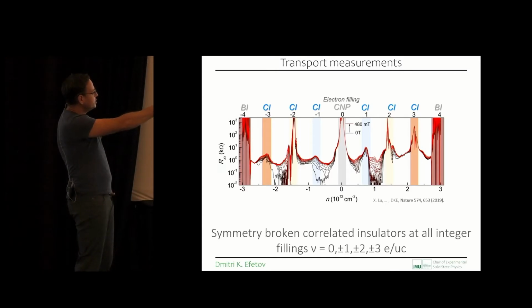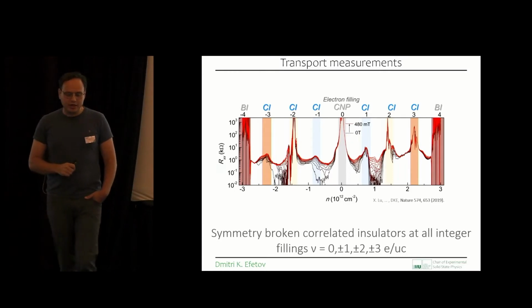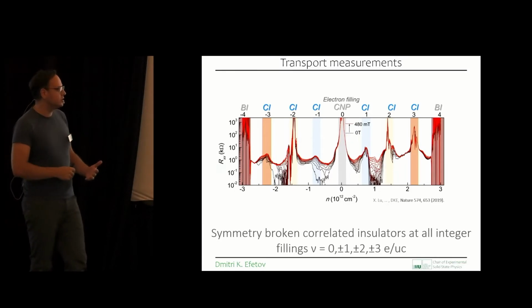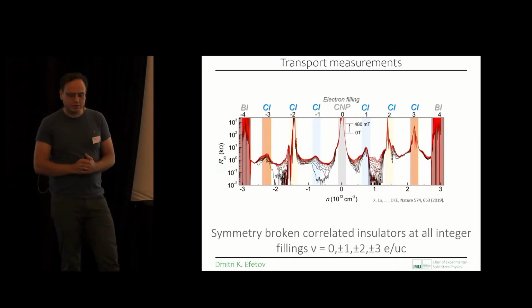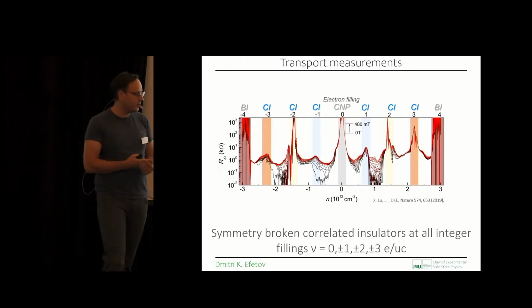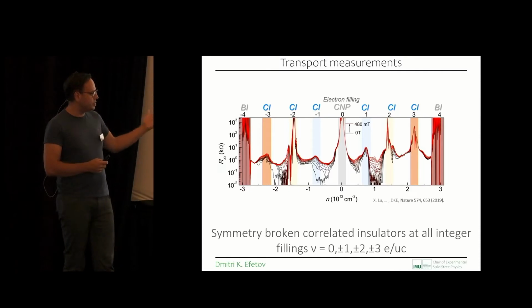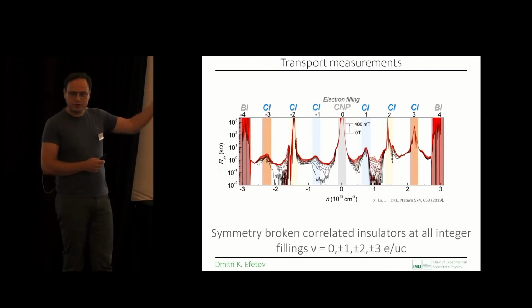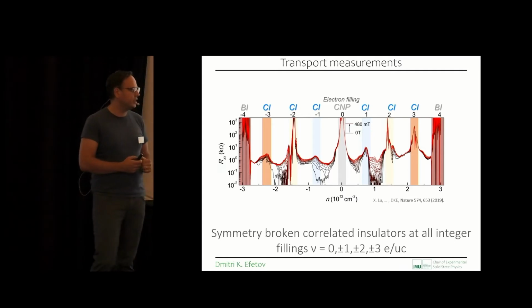Again, we see resistance peaks at 1, 2, 3, and -1, -2, -3 electrons per unit cell, exactly at integer fillings. Those are the correlated insulators, or Mott insulators if you want. Because in graphene we have a fourfold degeneracy, in addition to spin we also have valley degrees of freedom, so we have 4 electrons per band. This means we get insulators at all the integer fillings, at 1, 2, and 3, instead of, for a twofold degenerate system, just at 2.